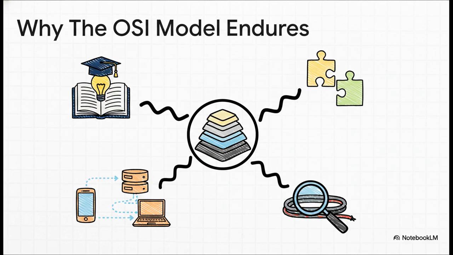So when something goes wrong, an engineer can ask, is it a layer 1 physical problem, like an unplugged cable, or is it a layer 3 routing problem? It also allows different companies to build hardware that all works together seamlessly. And most importantly, it is still the absolute best way to learn networking concepts from the ground up.